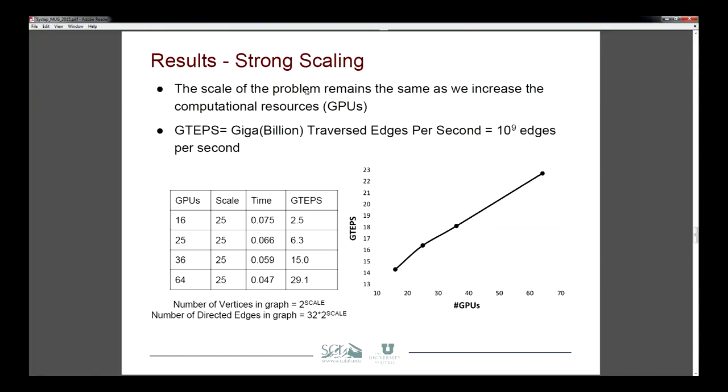Strong scaling keeps the problem size, the number of edges in the graph, constant while we raise the number of processors.